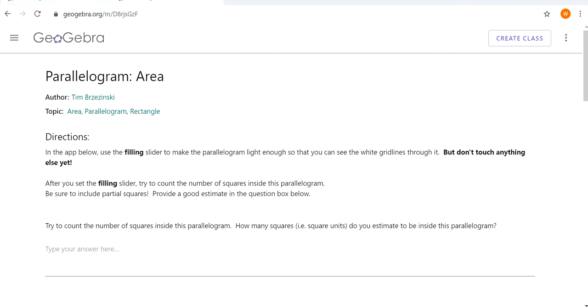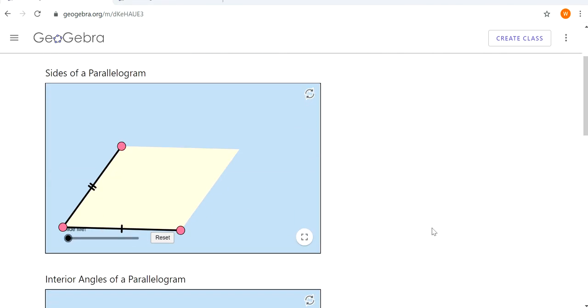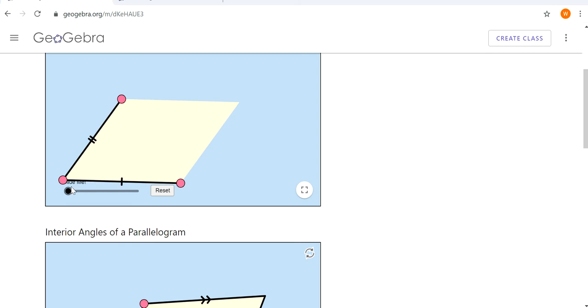So first up, we have the sides of a parallelogram. Over here, we can drag the slider to the right to investigate the relationship between opposite sides of a parallelogram. As we slide, the bottom side of the parallelogram is being moved upwards, and we see that opposite sides are parallel to each other and they have the same length. Likewise, for the other side, we slide it over, they remain parallel and they have the same length.